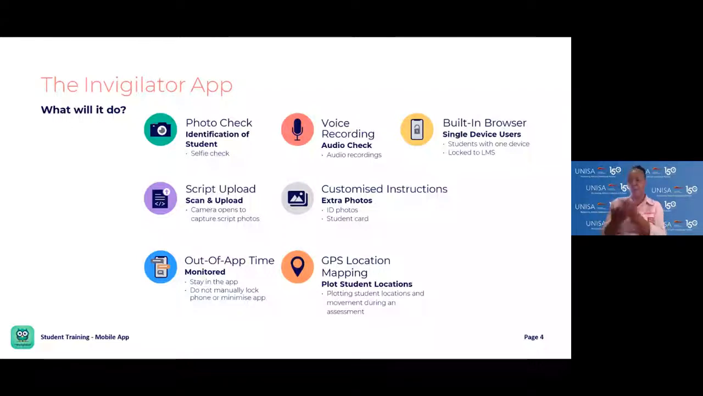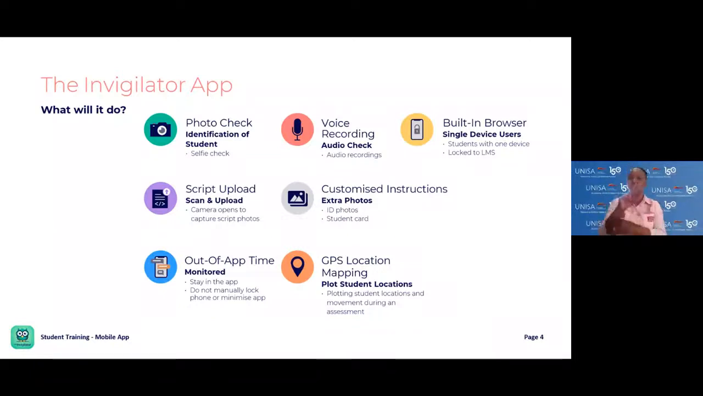Then top right-hand side. So guys, for those of you who have two devices, in other words, you've got a smartphone and you also have a laptop, you will be accessing your assessment on the UNISA site from your laptop, and you'll be using your smartphone exclusively for invigilation purposes.